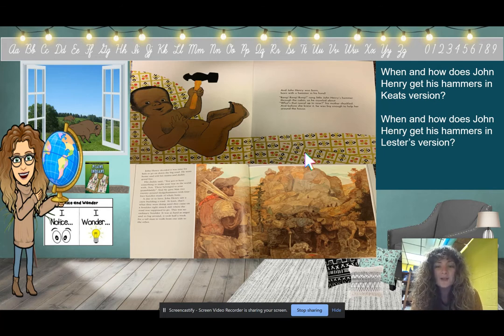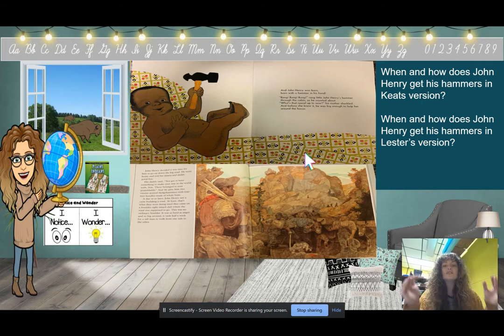And John Henry was born with a hammer in his hand. Bang, bang, bang, rang little John Henry's hammer through the cabin as he crawled about. What's that racket up to now? What's that rascal up to now? His mother chuckled. And before she knew it, he was big enough to help her around the house. So that was Keats' version.